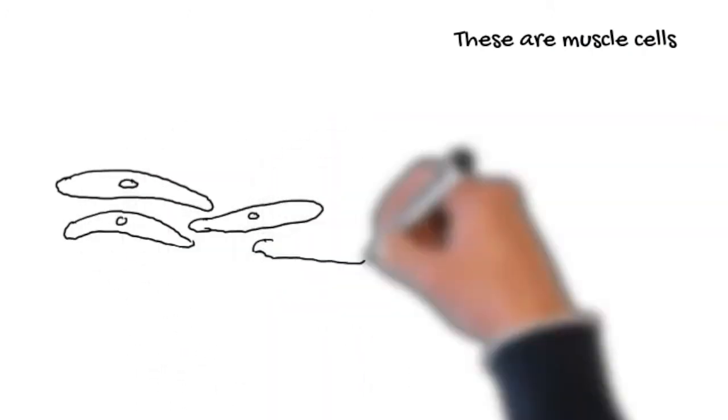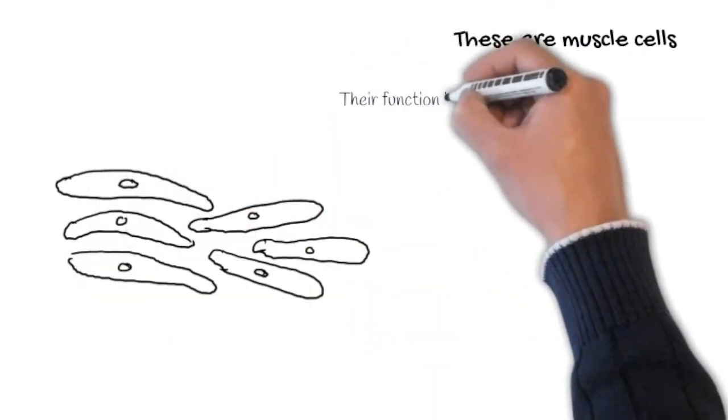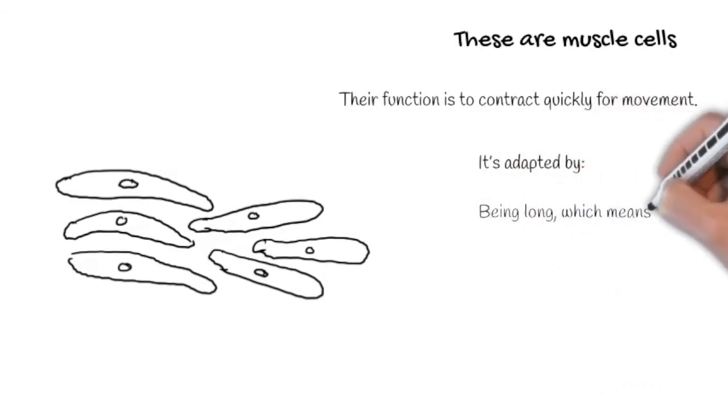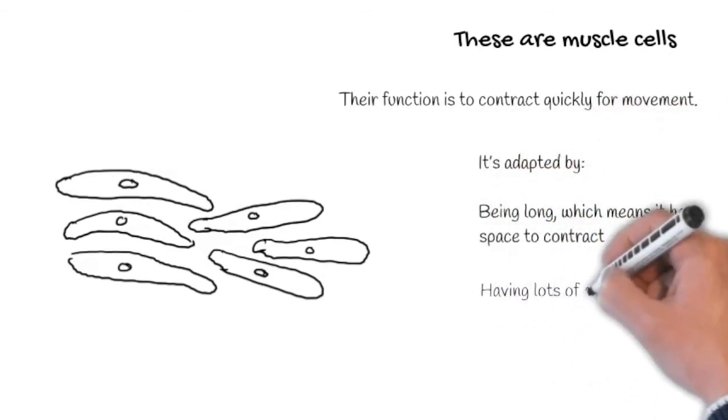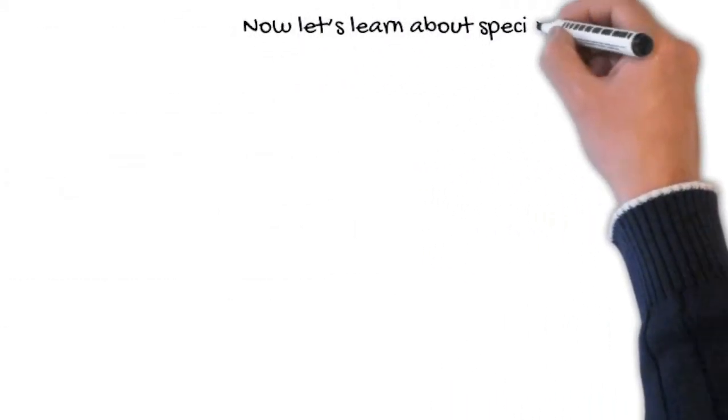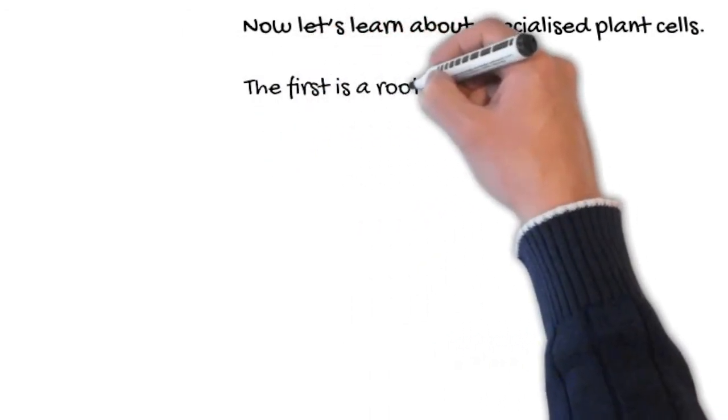Here we have muscle cells, muscle tissue. The function is to contract quickly for movement. It is adapted by being long, which gives it space to contract, and have lots of mitochondria to provide energy for its movement. Now let's learn about the specialised plant cells.